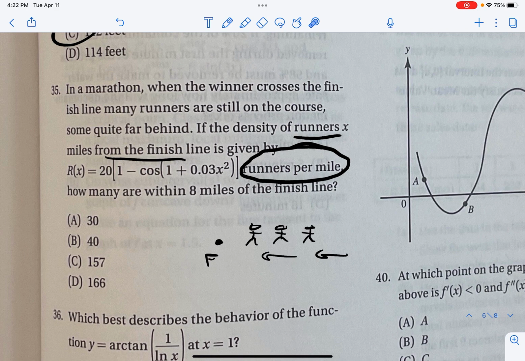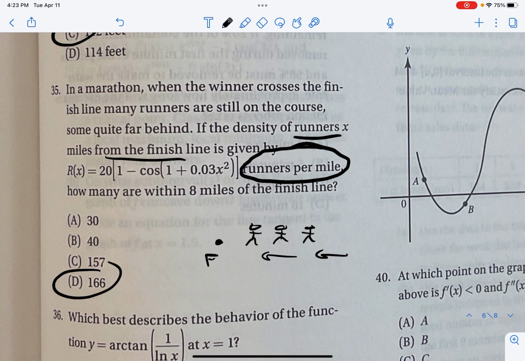Definite integral from 0 to 8. And then I have to carefully type in this thing, 20 times the quantity, 1 minus cosine of 1 plus 0.03 x squared, dx, and I get about 166, which is listed, and that is our answer.